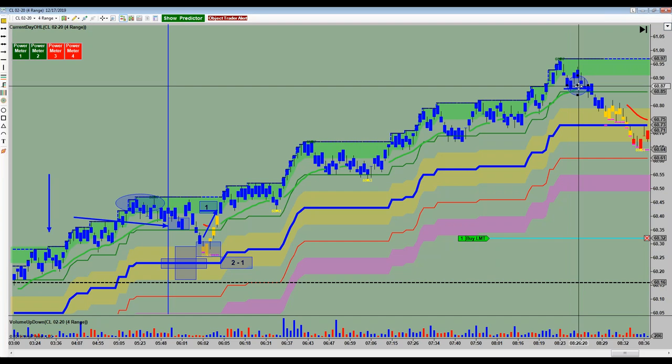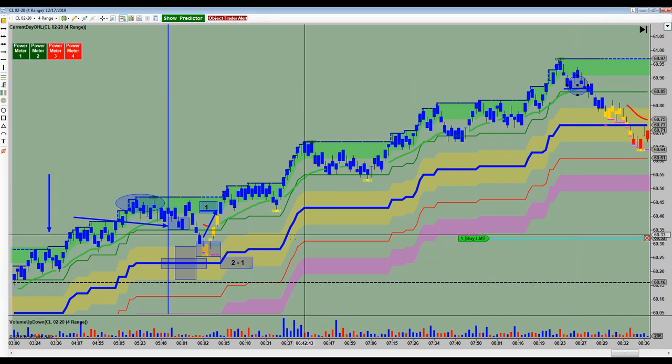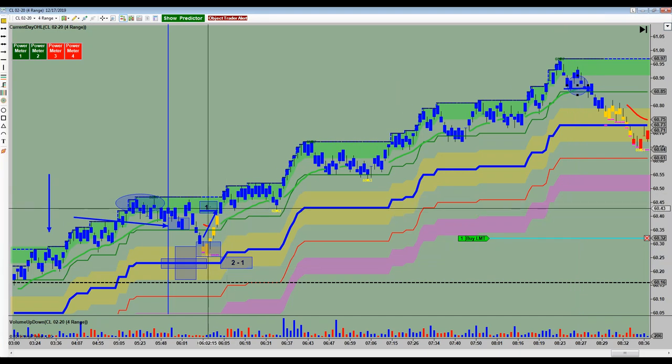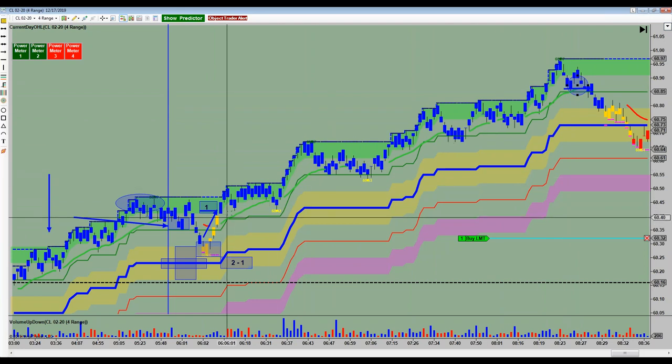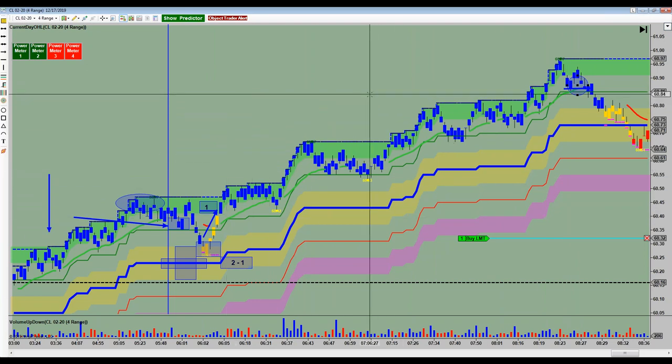That's pretty good. 60 ticks on a 10 is 6 bones a contract. So look at it this way. You made 100 bucks, one bone on your scalp and 6 bones on your runner. That's a $700 trade right there on a two lot. Crude most mornings is pretty good, especially when it's trending like this. Crude, ES is good, gold is good. There's some good YM trades that set up.